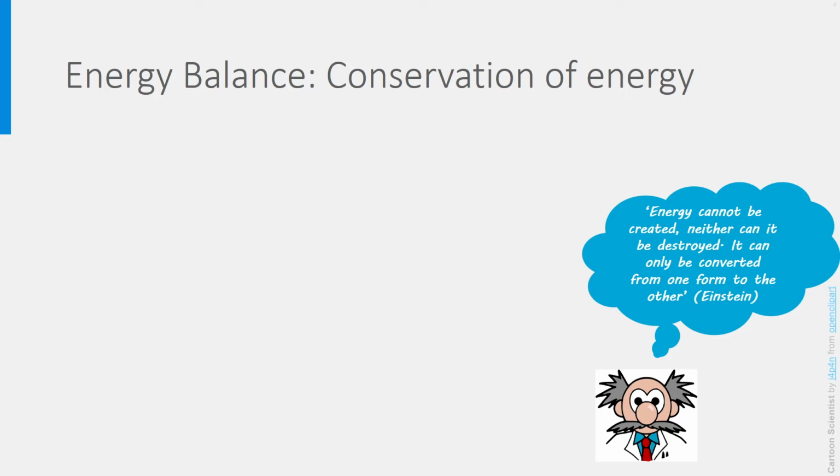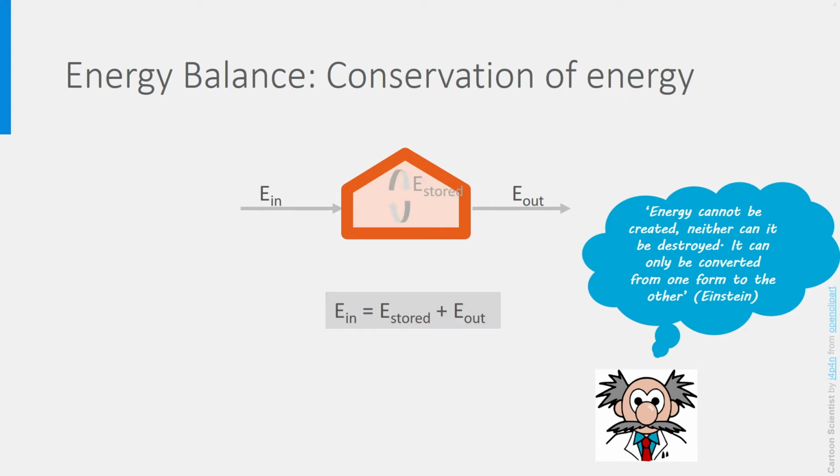So, for a system like the air in a building that we want to keep at a nice constant temperature, the first law states that all energy coming into the system is equal to all energy coming out of the system plus the energy stored inside the system. Energy in equals energy stored plus energy out.